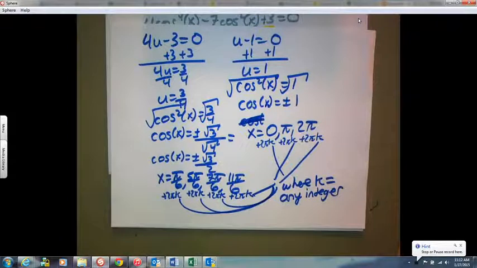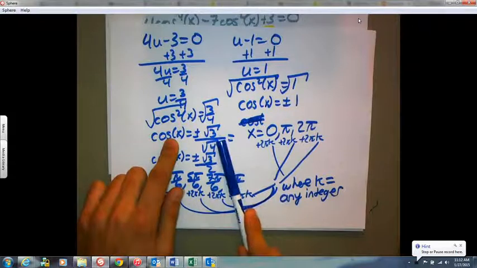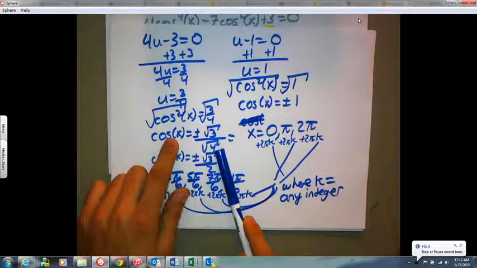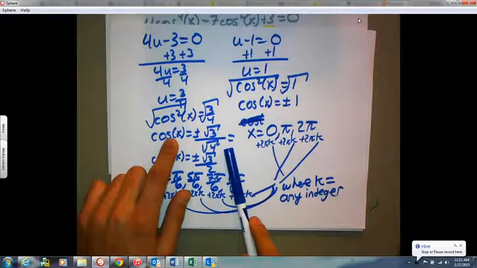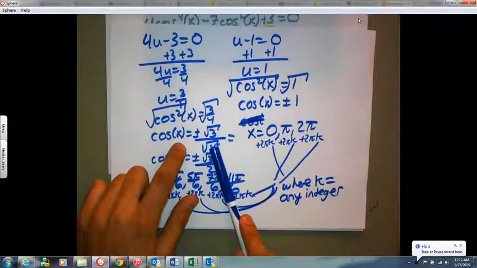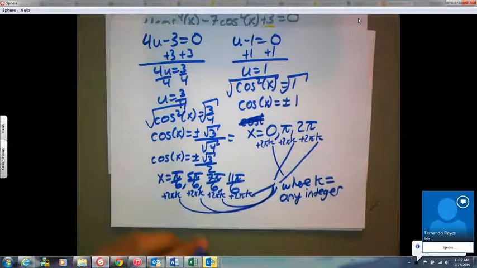Cabrera. Okay. Because what's the square root of 4? That's it. Question.